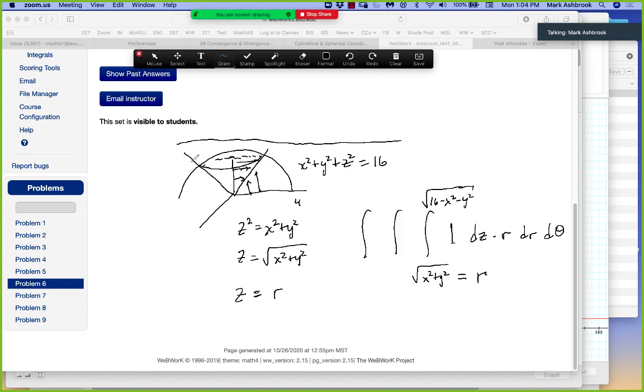Every point in space like that is this cone, if you think about it. So no matter where you are from the xy plane, if the distance you go up is the same as the distance you go out from the z-axis, then that's every point on that cone.